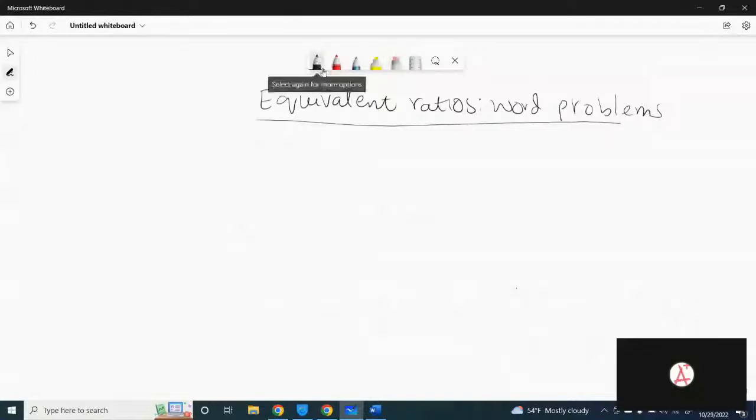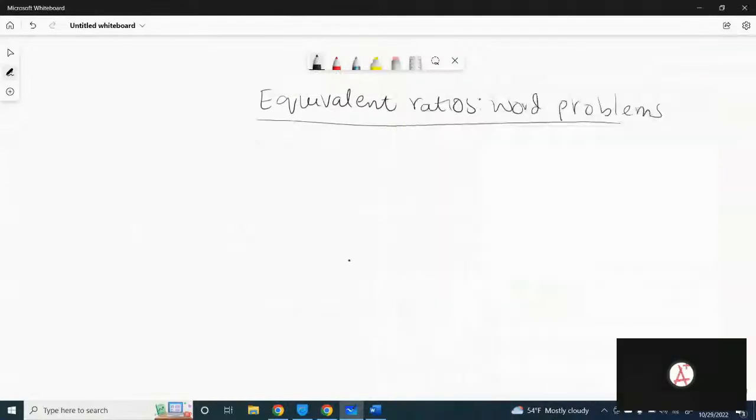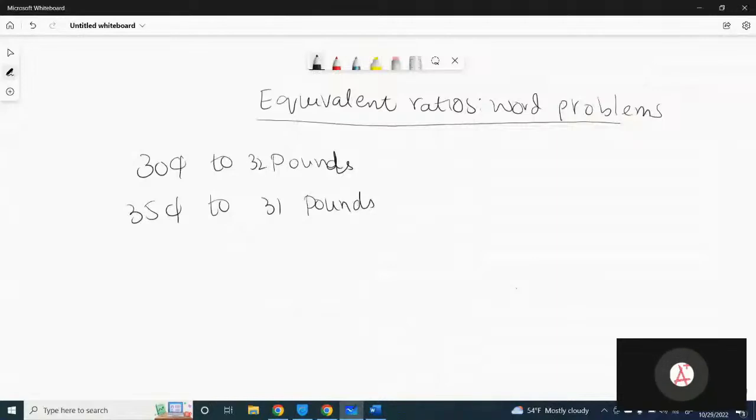Okay, let's start with an example. The first example is: are these ratios equivalent? The ratios are 30 cents to 32 pounds and 35 cents to 31 pounds. We need to see if both the fractions are equivalent. Got it? Two ratios are equivalent if their cross product is equal.